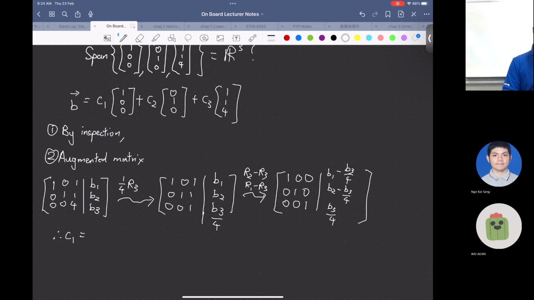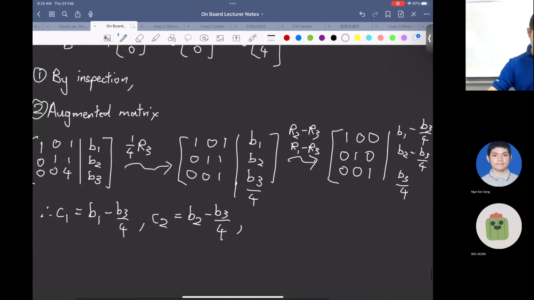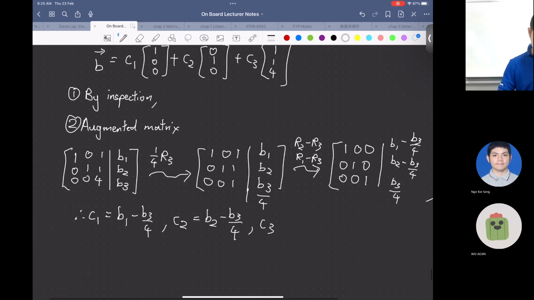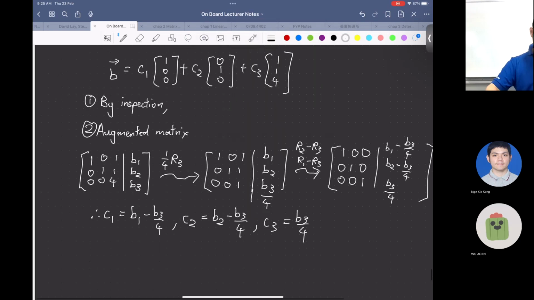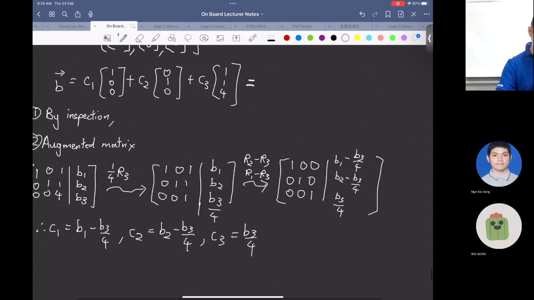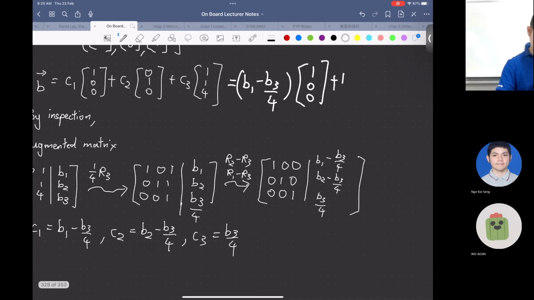So C1 is b1 minus b3 over 4, and C2 is b2 minus b3 over 4, and C3 equals b3 over 4. Okay, so in this case, let's put it back here.